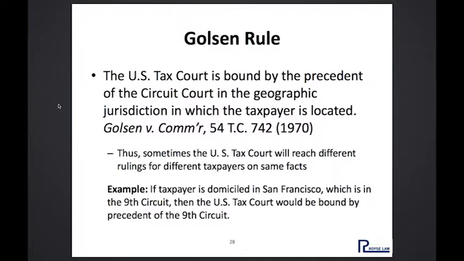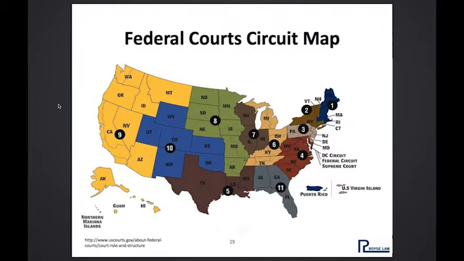Now, I'll give you an example. So here's a map of the federal circuits. Now, if there's a split in the circuits, and the taxpayer is domiciled in San Francisco, which is in the Ninth Circuit, over there on the left in yellow, then the tax court would have to follow the law in the Ninth Circuit.